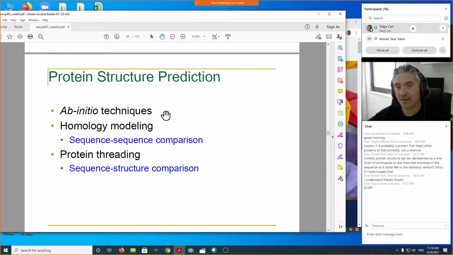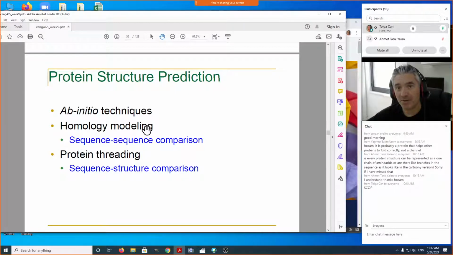And since the search space is huge, usually ab initio techniques are able to find structure for very small protein chains, like 50 to 100 amino acids. They cannot find a solution for larger protein structures. The most popular protein structure prediction methods are homology modeling and threading. Homology modeling, the idea is very intuitive.